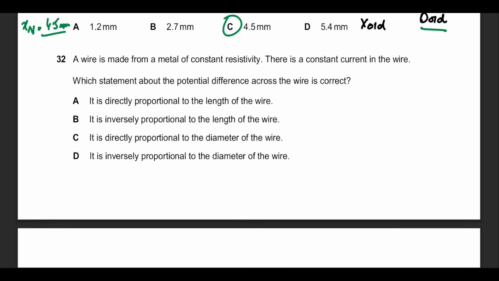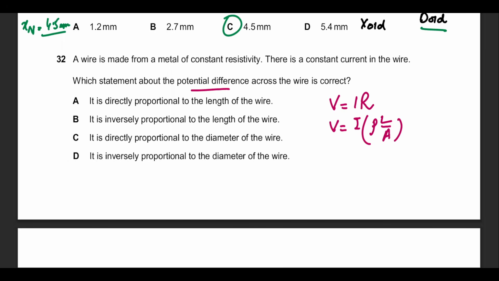Question 32 is that the wire is made of constant resistivity. There is a constant current in the wire, which potential difference. So Ohm's law is V equals IR, and we understand that the resistance equation is rho L over A.